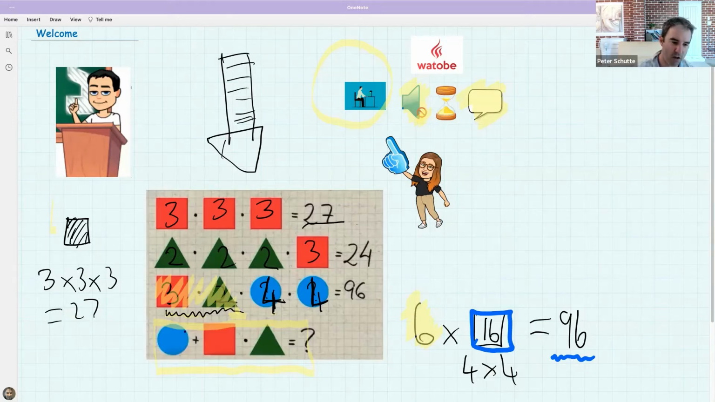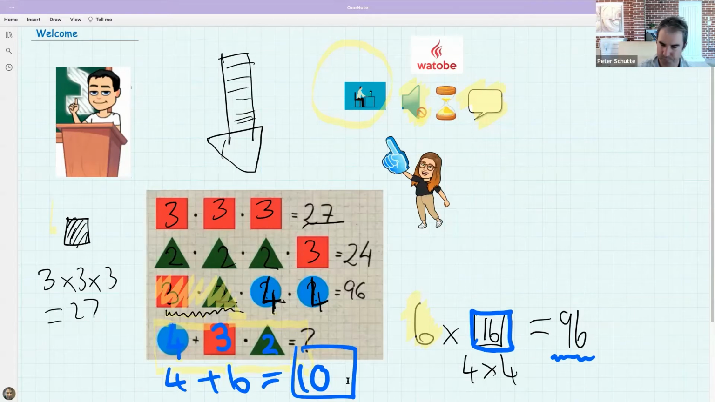And so now the final answer, what is the final answer? The final answer is going to come from going 4 plus, what is this? This was 3, and this was 2. Now, using BODMAS, I need to multiply the 3 and 2 together first. So 4 plus 6, I get 10.